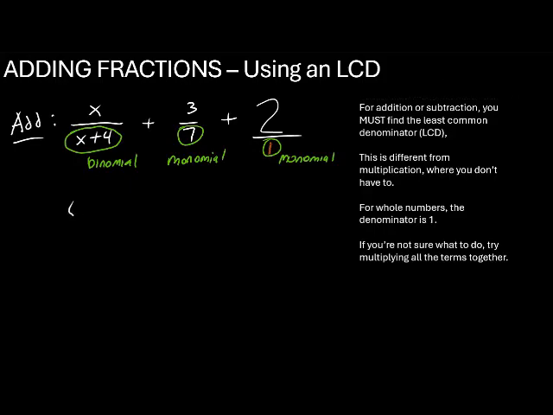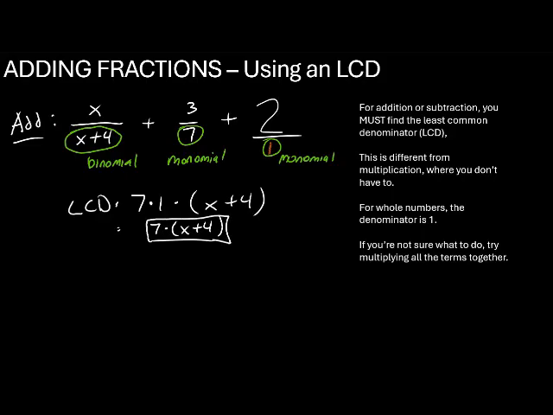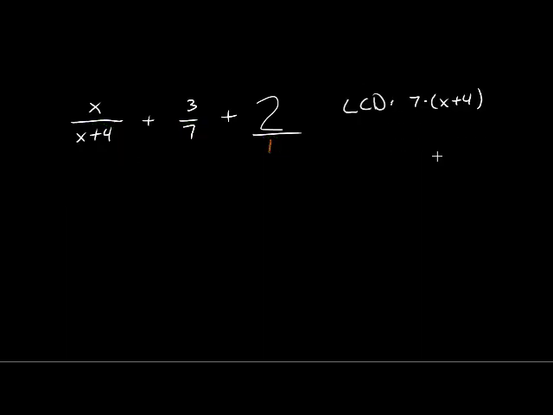We'll try that here and say that our LCD will be the monomial 7, times the monomial 1, times the binomial x plus 4. 7 times 1 is, of course, 7, and we didn't really have to write the 1 because we know that already. But we'll say our LCD here is 7 times x plus 4. Now that we have our LCD, let's compare each denominator to the LCD and see what's missing.